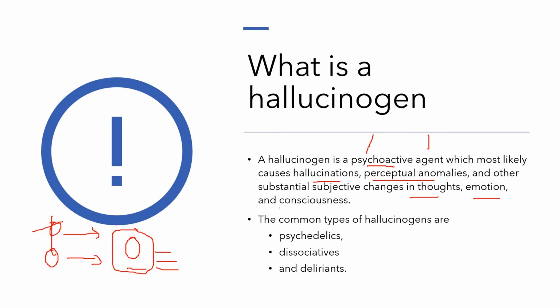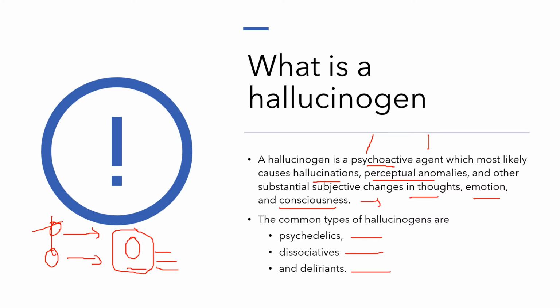Hallucinogens can also alter consciousness. That means, can you respond to the touch? Can you respond to the sound? Can you respond to the feel? Can you respond to the pain? So your consciousness will be altered. The common types of hallucinogens are called psychedelics, dissociatives, and deliriants. We will explain this in more detail.